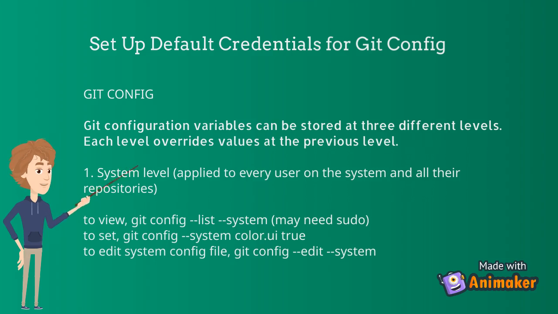Git configuration variables can be stored at 3 different levels. Each level overrides values at the previous level. 1. System level, applied to every user on the system and all their repositories. To view, git config --list --system, may need sudo. To set, git config --system color.ui true. To edit the system config file, git config --edit --system.